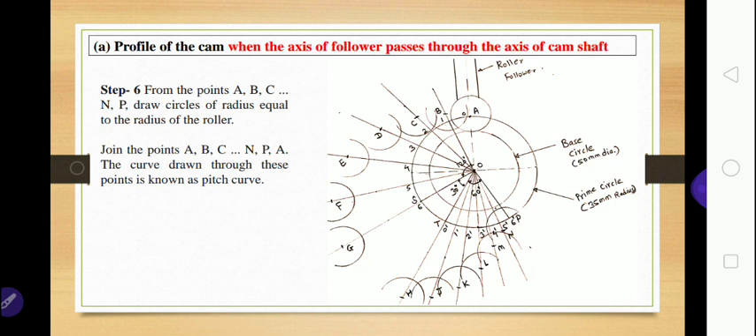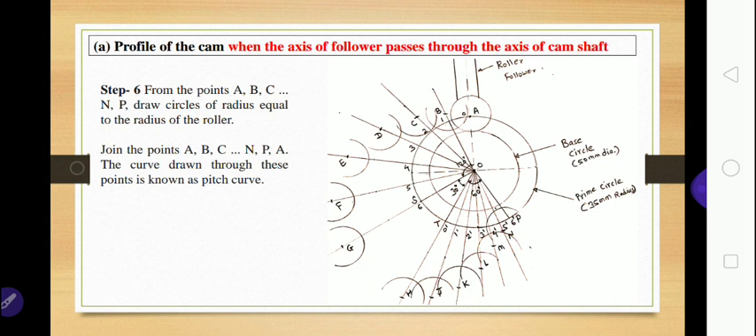So after joining these center points of the roller, A, B, C, D, E, F, G and H, J, K, L, M, N, P, we will get one curve, and that curve is called a pitch curve, that we have seen during the nomenclature of cam. After joining these centers of each roller follower, we will get a curve, and that curve is called a pitch curve.